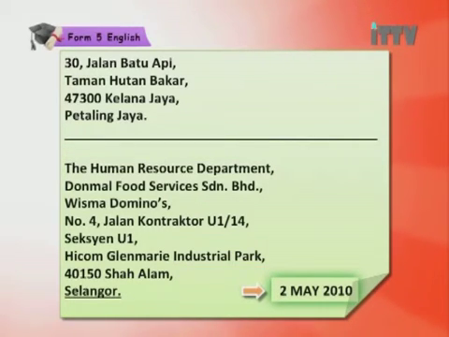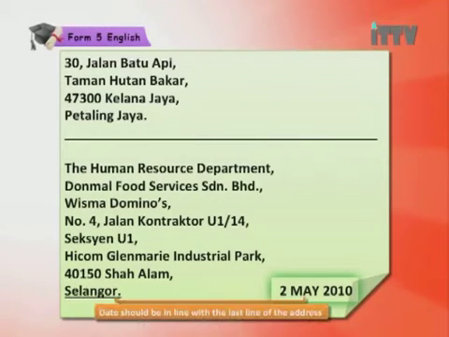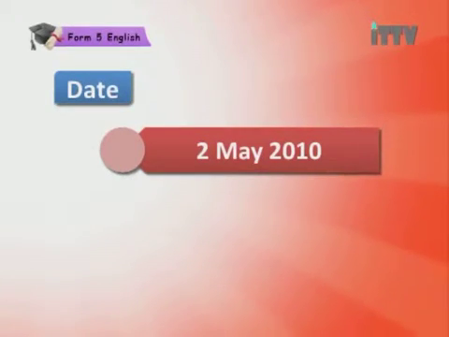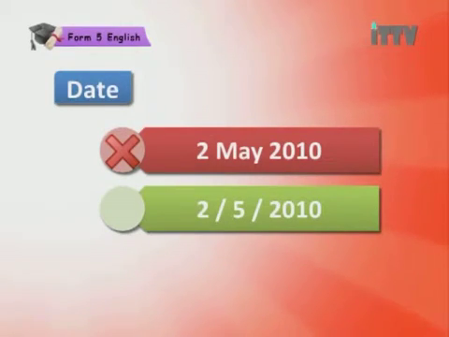Next, we have the day. Now, if you look closely, you will see that the date is on the right side and it's in line with the last line of the address. Now, this is format, so you need to remember it. The last line of the address and the date, they are always in one straight line. Now, the way you write your date is also very important. Now, let's look at some examples. To May. Now you see May, M is capital, AY is not. 2010. This is wrong. 2/5/2010. This is also wrong.